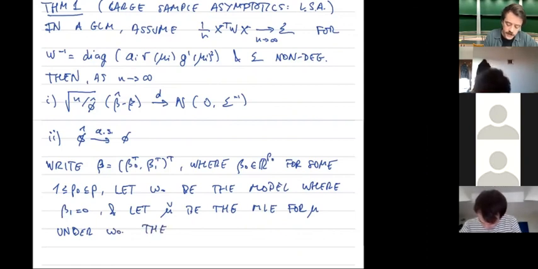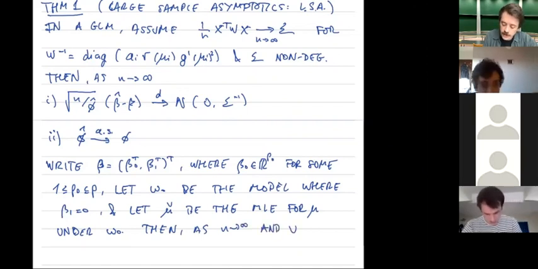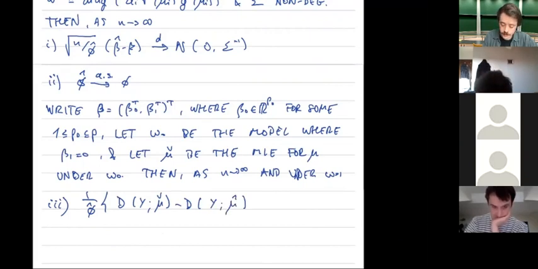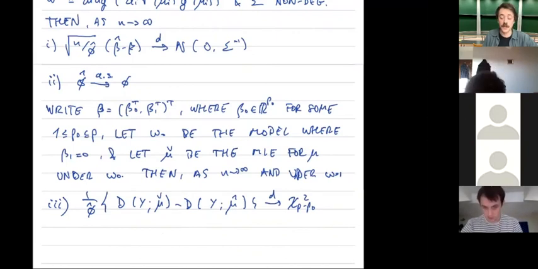Then again, as n goes to infinity, and in this case under Omega naught, we get the following: 1 over phi hat of the deviance for this submodel, if we subtract the deviance at the larger model, will converge in distribution to a chi-squared on p minus p0 degrees of freedom. So this is something like Wilks' theorem. Yeah, this is really Wilks' theorem.